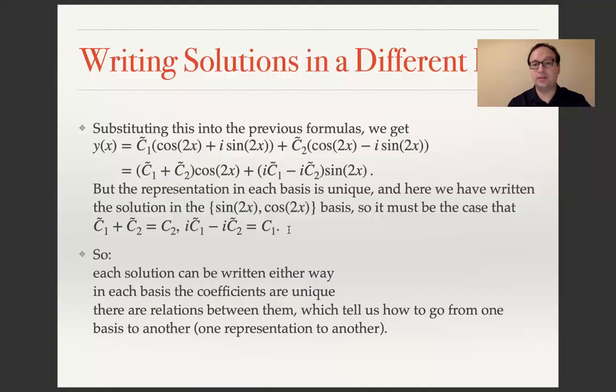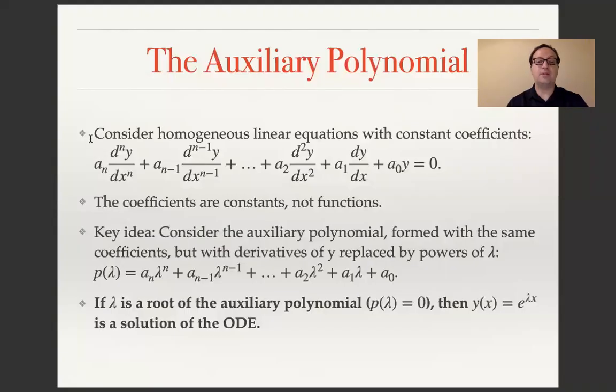Our method using the auxiliary polynomial may lead us to use complex exponentials, but then it's always more natural, or at least it feels more natural, to go from those complex exponentials to sines and cosines, as we'll see next in the course. So this is the method of the auxiliary polynomial. Now let's try to use it to solve linear equations with constant coefficients.